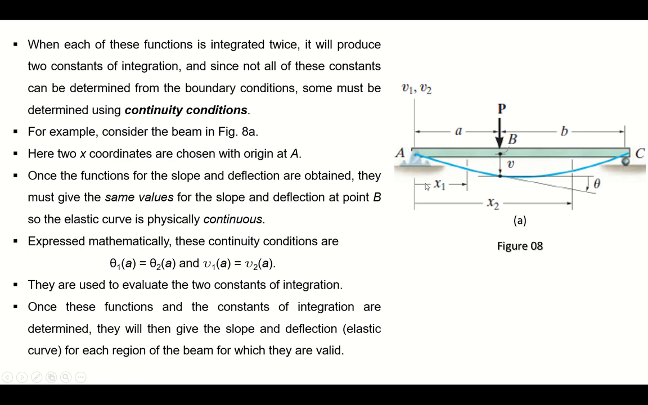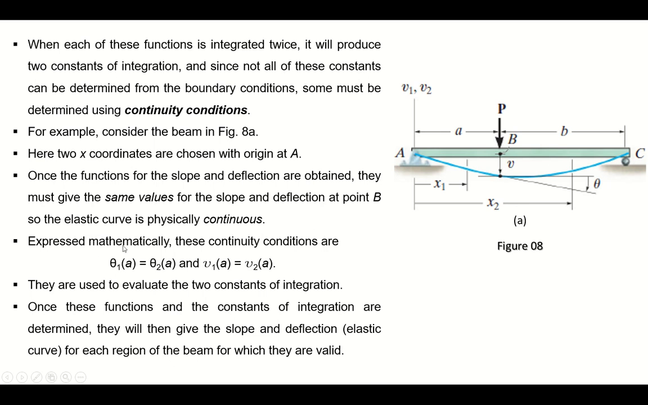For example, equation 1 will be in terms of x, which is from A to B, and equation 2 will be in terms of x2, which will be from B to C. But it says that both the equations will give you the same value at this point. Why? Because the beam is a continuum, right? It does not consist of two different segments. It is a single beam, and the rho will be the same for both the equations.